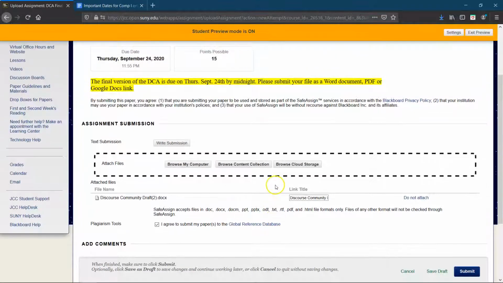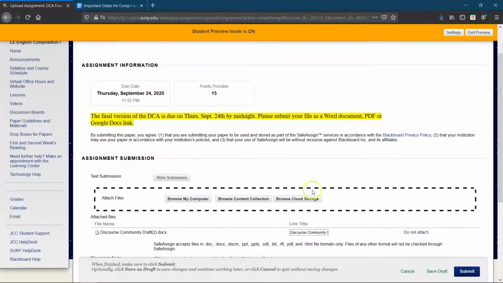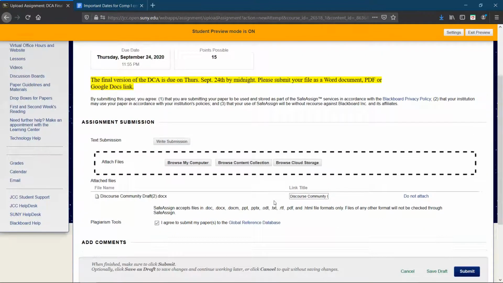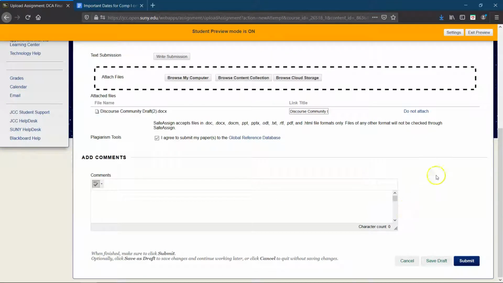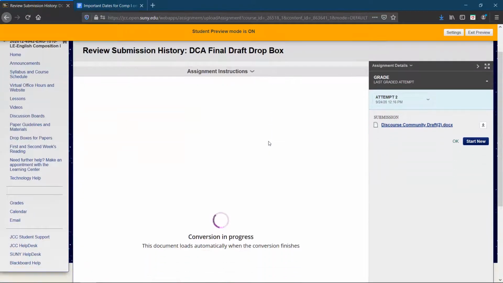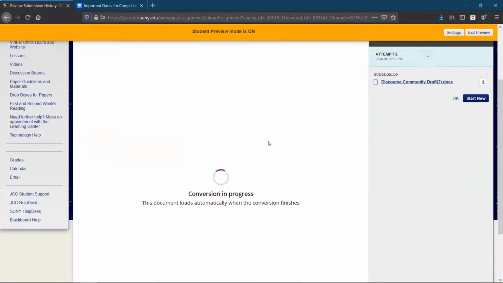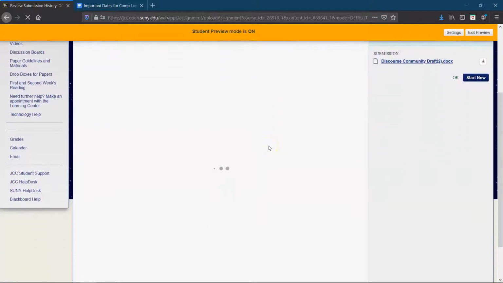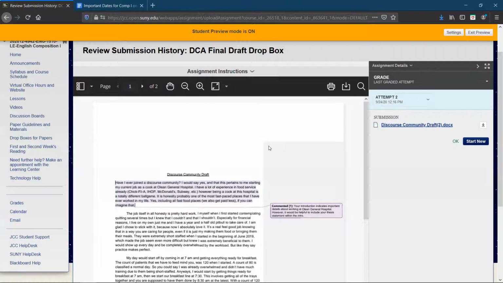But if you want, you can also submit a file from Google Drive, which is Browse Cloud Storage, and you can upload a file from there as well. So then once you have the file attached and uploaded, all you do is hit submit. And it will upload that file for you. There you go.